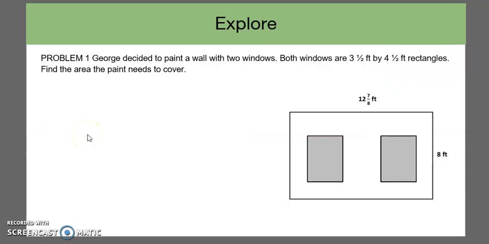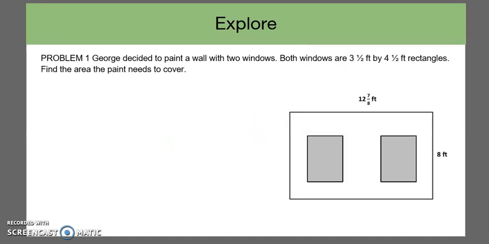Problem 1. George decided to paint a wall with 2 windows. Both windows are 3 1/2 feet by 4 1/2 feet rectangles. Find the area of the paint needed to cover. So when we're looking at this problem, we have a wall, which is the white space here, and we have 2 rectangles. These would be the windows. So we want students to understand that George will need to paint everything except the windows because we're not painting the windows. So how would we go through this problem?